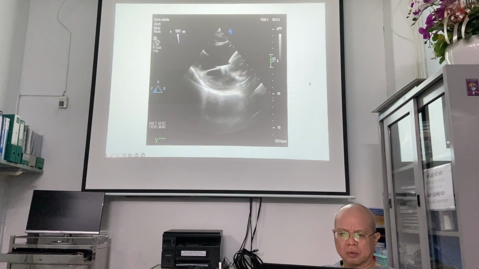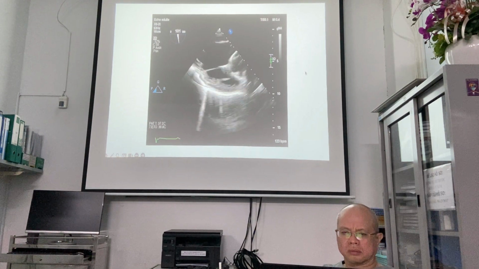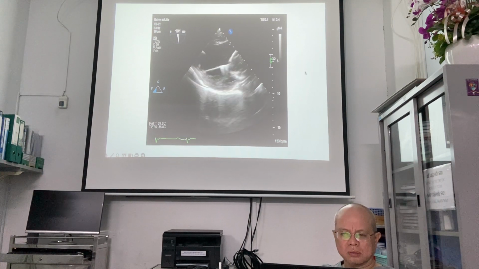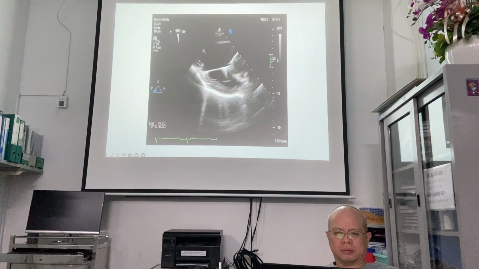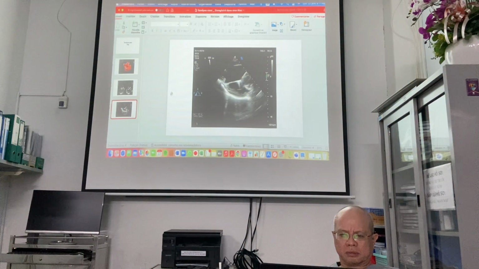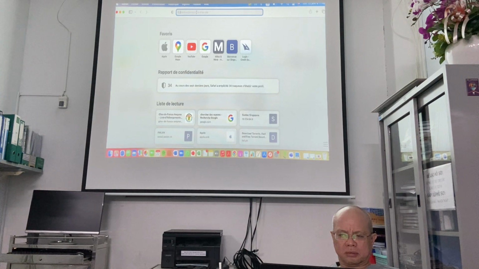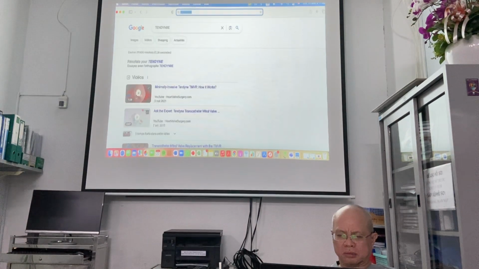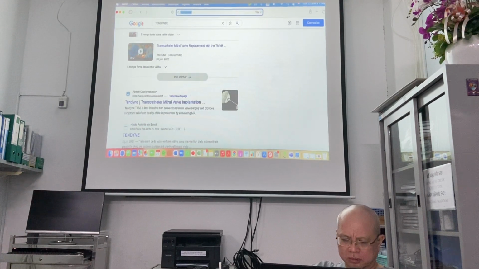But this is certainly not the future of the mitral, but I show you this because you will not see that very often. So this is for the moment. Tendyne. This is the Tendyne valve, okay? This is the valve you see.